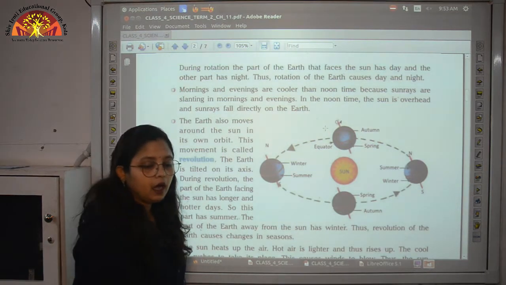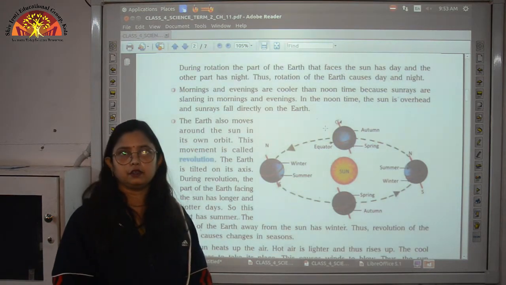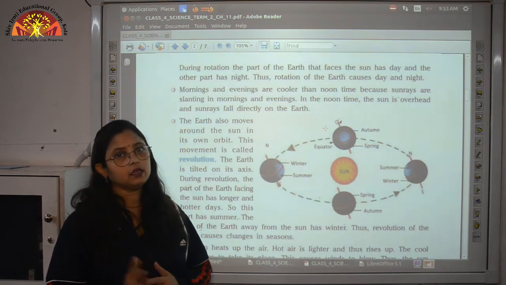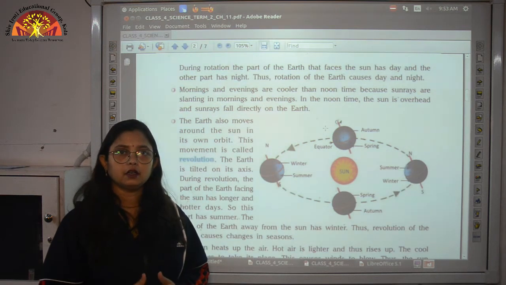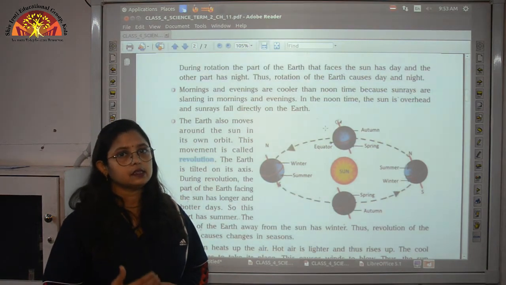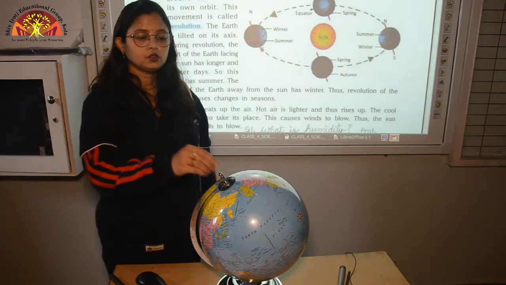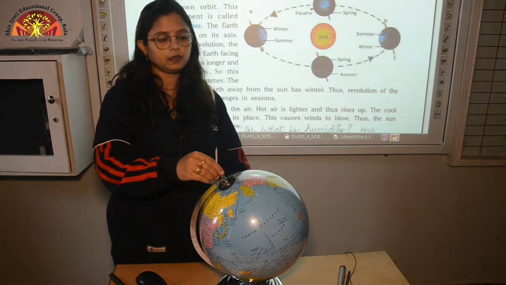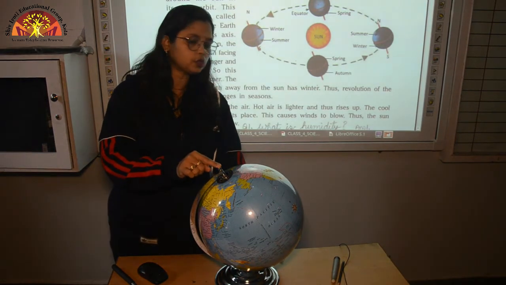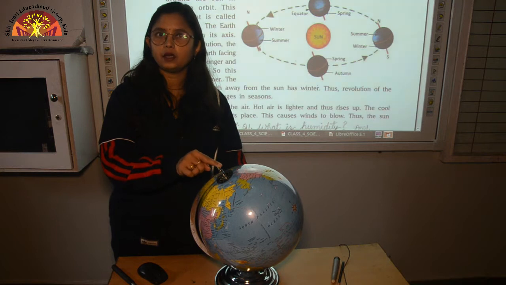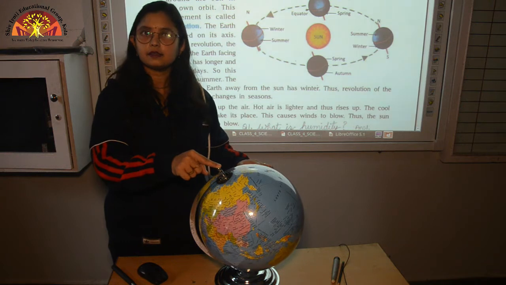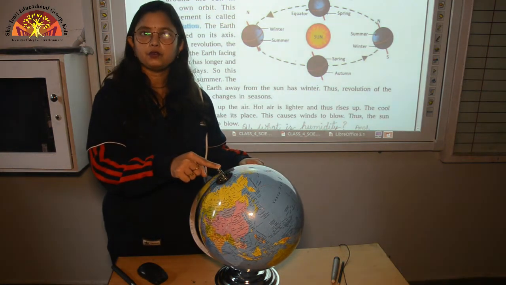So children, there are two types of movements of earth. These two types we have already discussed in chapter number 12 also, rotation and revolution. So rotation of the earth causes day and night and revolution of the earth causes changes in the season. So let us see how it happens. So children, I have already taught you that there is an imaginary line which passes from the North Pole to the South Pole. This line is called axis. So earth rotates on its own axis. This axis is tilted slightly to 23.5 degrees.